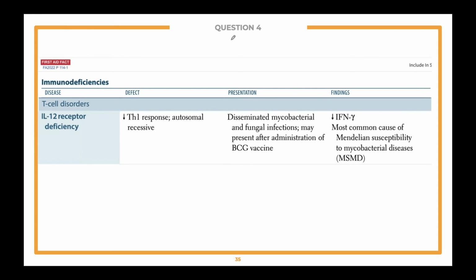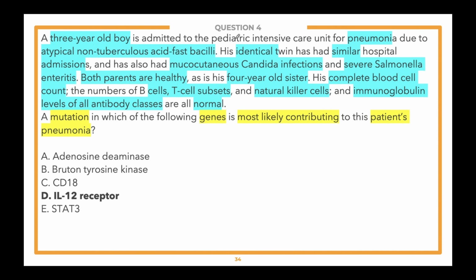So if we go back to our question now, hopefully you can see, based off that infection history and family history, how this is probably the best answer. Now the other answer choices: the STAT3 mutation is a cause of hyper IgE syndrome, so you have high levels of IgE, but we are told the immunoglobulin levels are all normal. CD18 causes leukocyte adhesion deficiency, where you have a high neutrophil count. We're told this patient's complete blood cell count is normal, so unlikely to be that. Bruton tyrosine kinase mutation leads to X-linked agammaglobulinemia, so decreased immunoglobulins of all types, so probably not that.